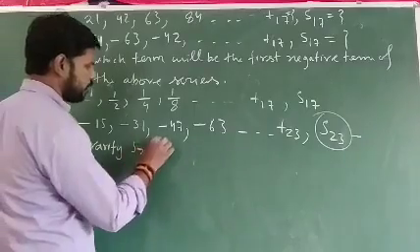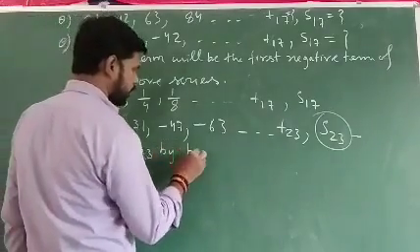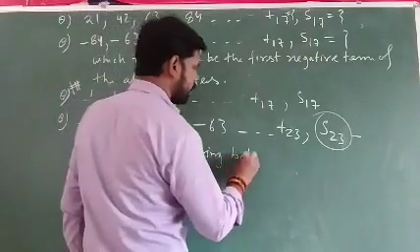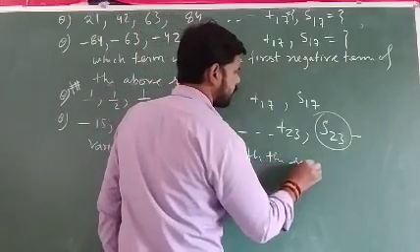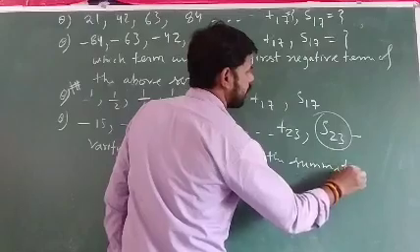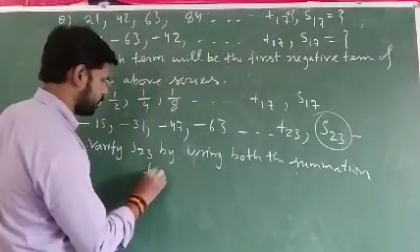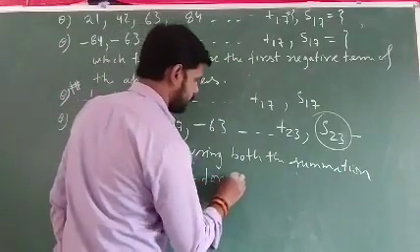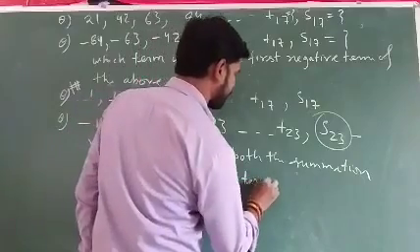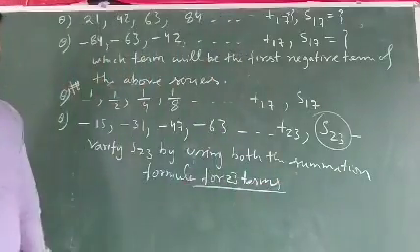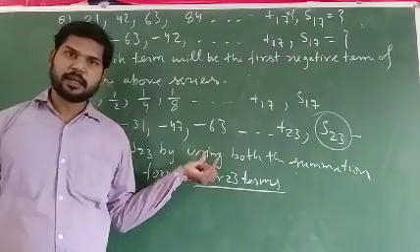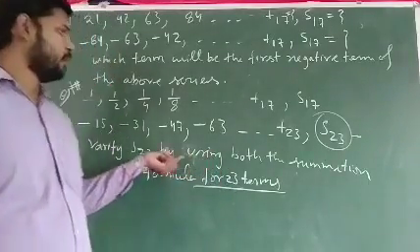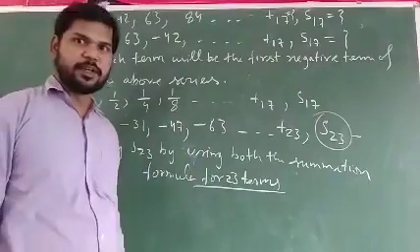the S23 by using both the summation formulas for 23 terms. Keep in mind that first you have to find the 23rd term, and then you can go with both formulas: Sn equals n by 2 into (a plus l), and the other one, Sn equals n by 2 into 2a plus (n minus 1) into d.